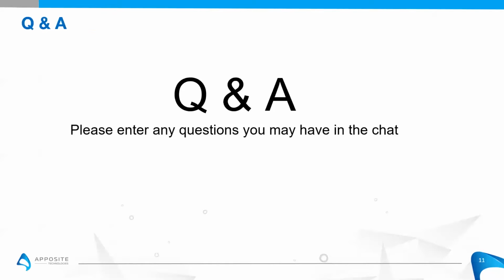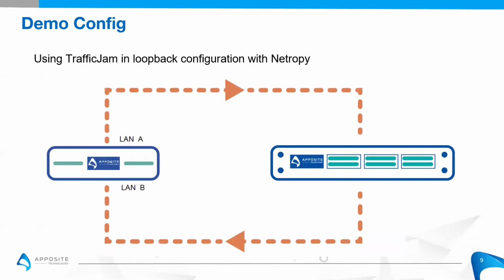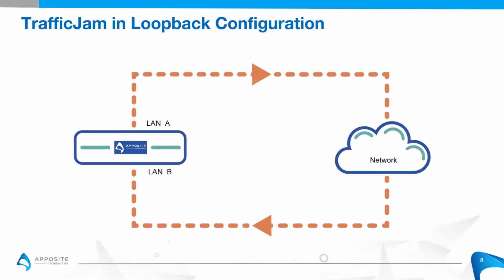All right, another one. How does this differ in function and purpose from the Linktree Mini, and can TrafficJam be used alone? Yes, the TrafficJam was used alone in the loopback configuration. If I go back, in this configuration, this is one TrafficJam sending data to itself. And how does it differ in function and purpose from the Linktree Mini?